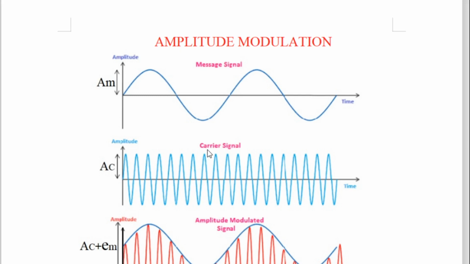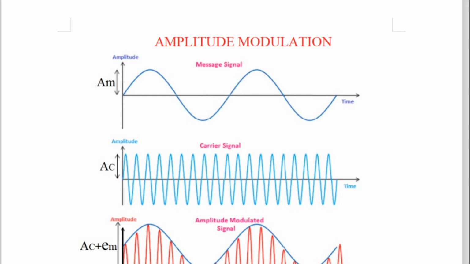Here you can see the sine wave very clearly, which has a very high frequency because the time between two adjacent positive peaks is very less. Here the time between two adjacent positive peaks is very long. So time and frequency are inversely proportional: very long time, less frequency; short time, high frequency. So this is your information signal, modulating signal, baseband signal, and this is the carrier signal.